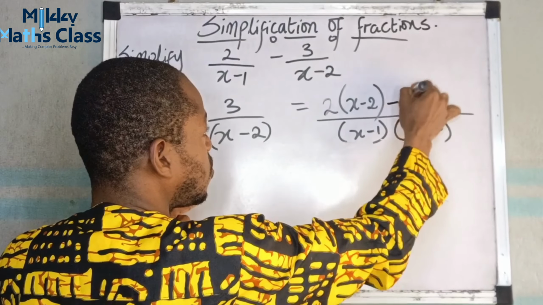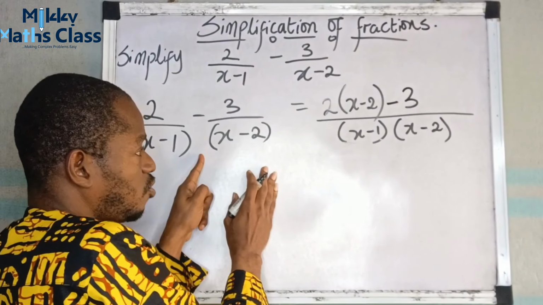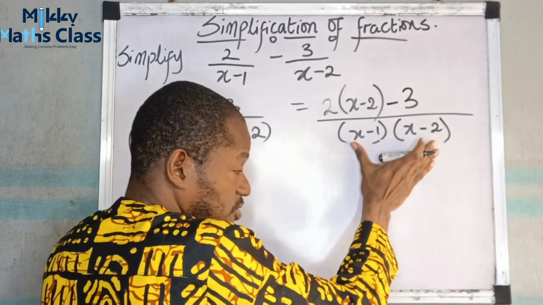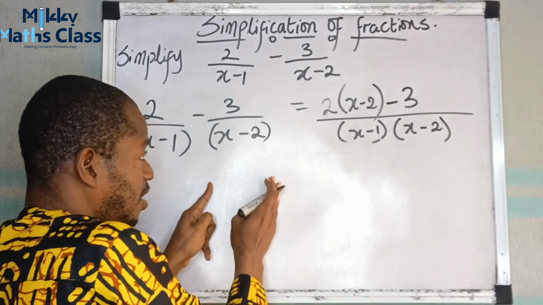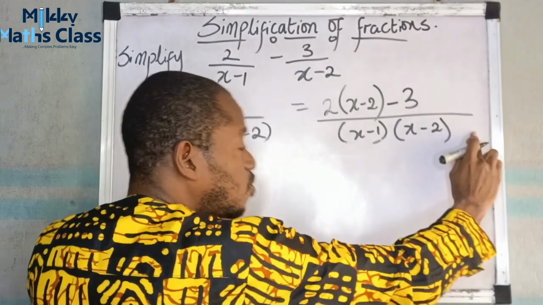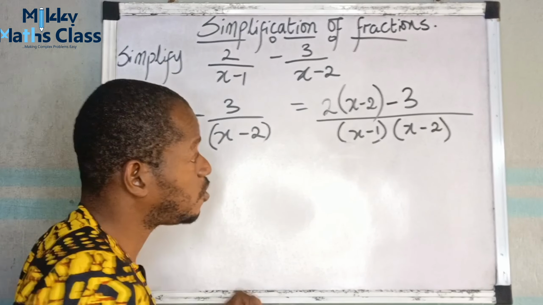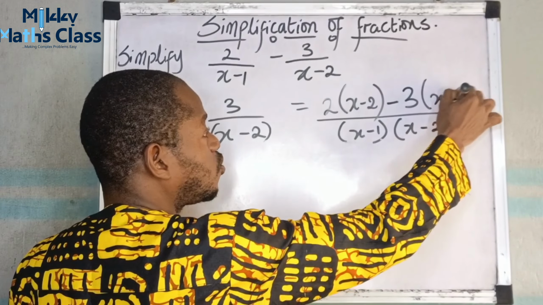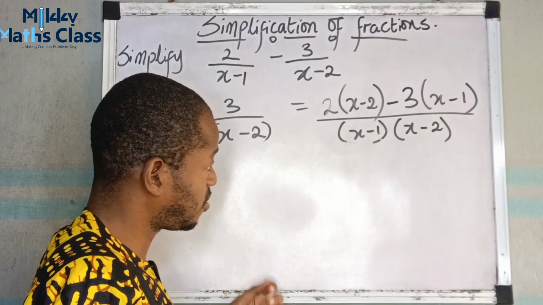The same thing for this other fraction. That's 3 into bracket. When you multiply this denominator by this fraction, the x minus 2 will cancel this x minus 2. So you are left with x minus 1. So we are pretty much done.